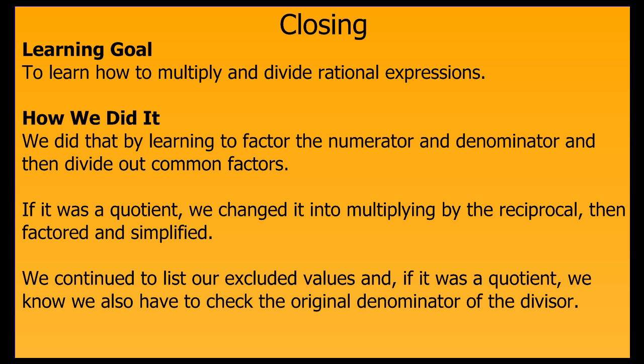In closing, let's review our learning goal. We wanted to learn how to multiply and divide rational expressions. We did that by learning to factor the numerator and denominator and then divide out common factors. If it was a quotient, we changed it into multiplying by the reciprocal, then factored and simplified. We continue to list our excluded values, and if it was a quotient, we know we also have to check the original denominator of the divisor.